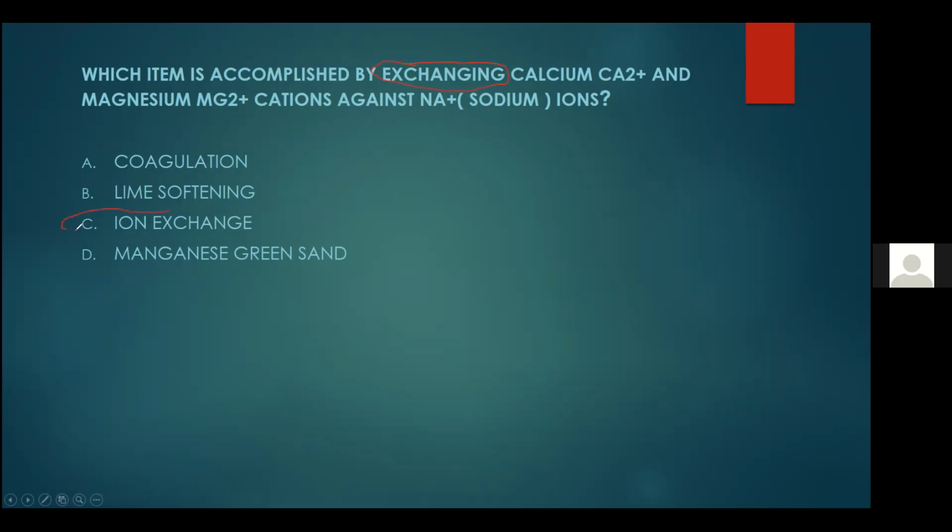This is ion exchange, C. It's a way to soften water. You're going to exchange the calcium and magnesium for sodium. Ion exchange. C.